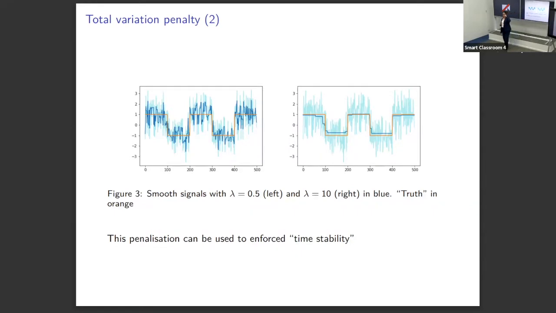Why am I interested in this total variation penalty? I told you that we have longitudinal data. So we have N, the number of individuals, and P, the number of features, the two parameters you always have in machine learning. But now we have this third dimension, which is the time. So we have a lot of individuals, a lot of features, but also we have that in time. And I will have to enforce time stability, because you cannot say something for one week and another thing the next week and so on. So you want your conclusion to be stable with time. That's why I'm going to use this penalty.